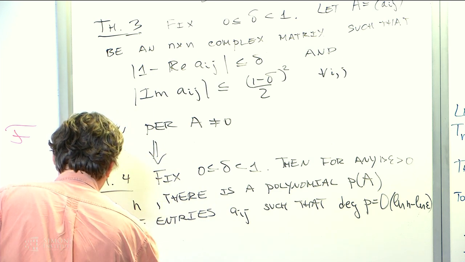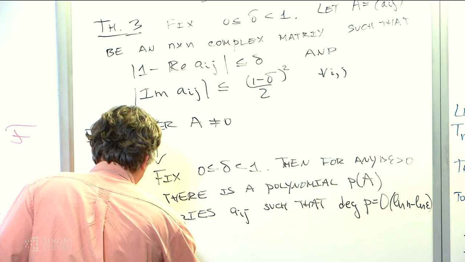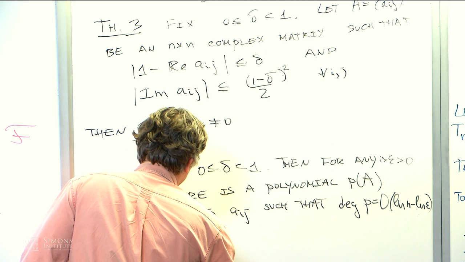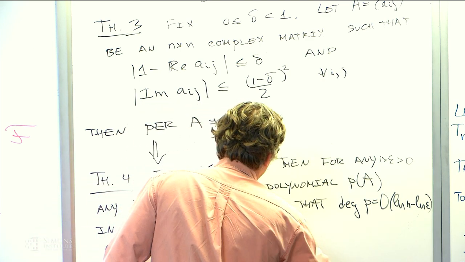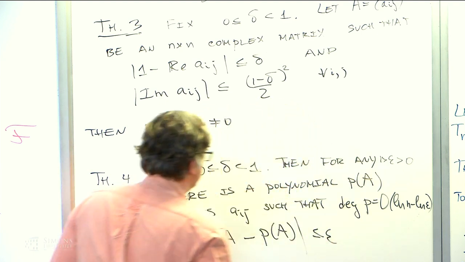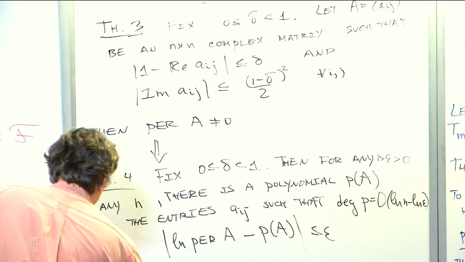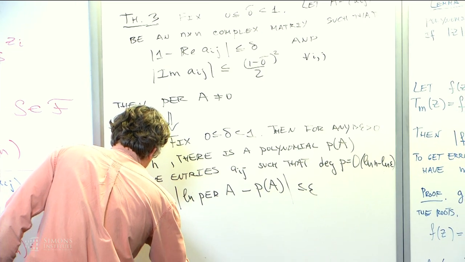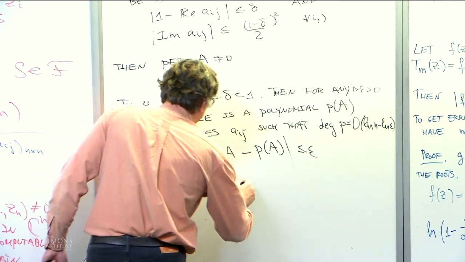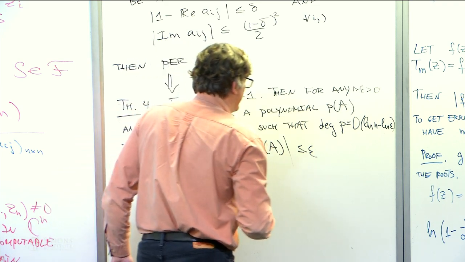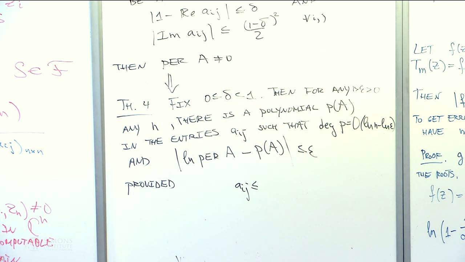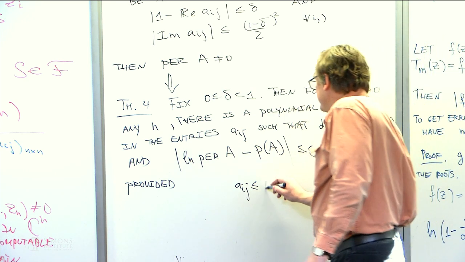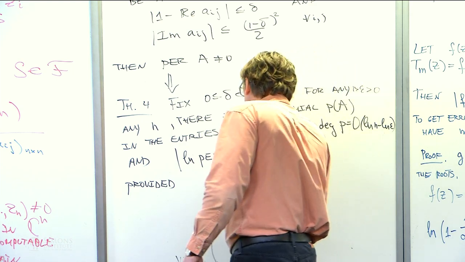And the log of the permanent is approximated by that polynomial with an epsilon provided the entries are real and are in between, I guess I should say 1 minus delta and 1 plus delta, right? So 1 minus delta, 1 plus delta.